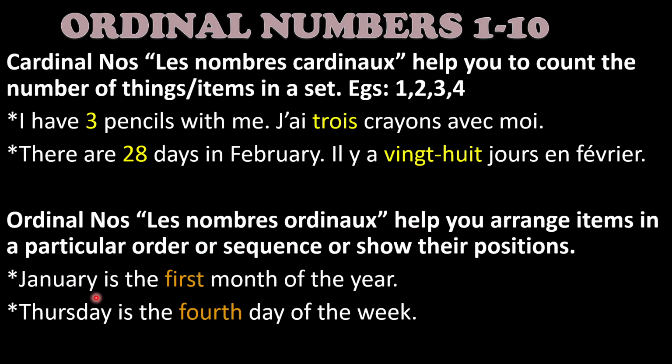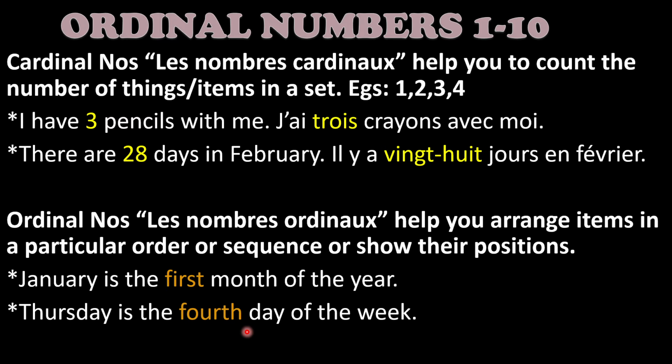So for example, in English, January is the 1st month of the year. Can you say January is the 1 month of the year? No, right? Because it's the 1st. You're showing its order in the months of the year. So 1st is the ordinal for number 1. Then Thursday is the 4th day of the week. When you talk about 4th, it's the ordinal number because you're arranging the days of the week and you're saying Thursday is the 4th one among them. You cannot say Thursday is the 4 day of the week, because you're showing the order of Thursday in the list of days of the week.